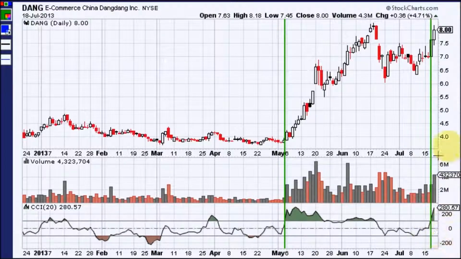CCI crosses up through the plus 100 line with increasing volume, and it runs from about $7 up to $8. And again, we have a beautiful looking double bottom, a W-shaped chart pattern, and when it breaks above this area of resistance, it takes off.